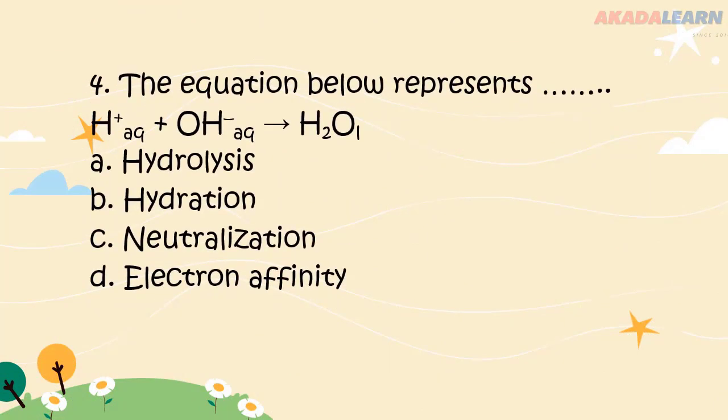The equation below represents dash, that's H plus OH minus to give us H2O. A. Hydrolysis. B. Hydration. C. Neutralization. D. Electron affinity.